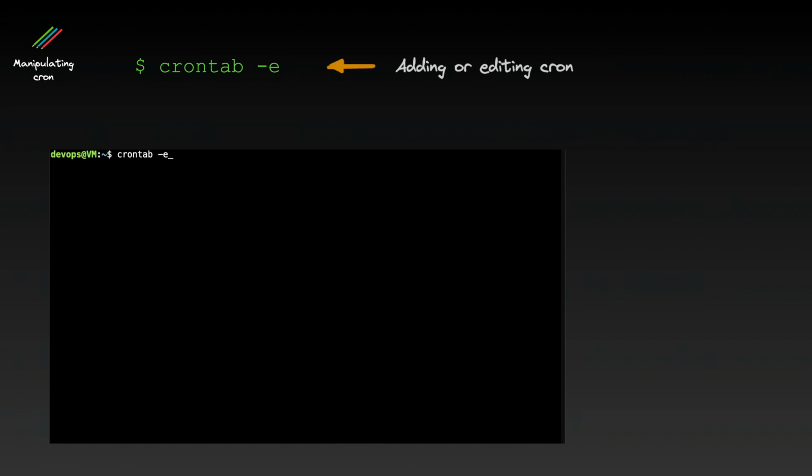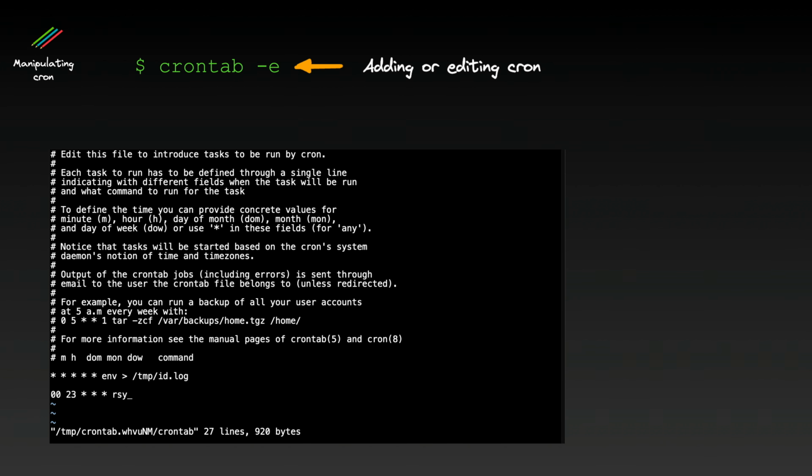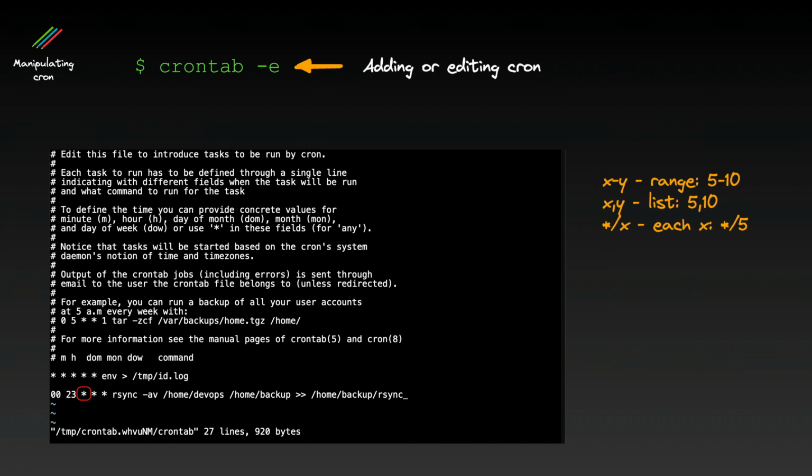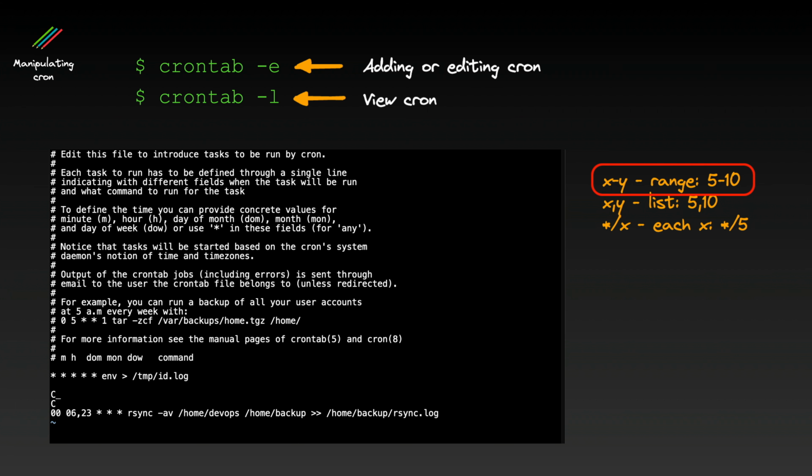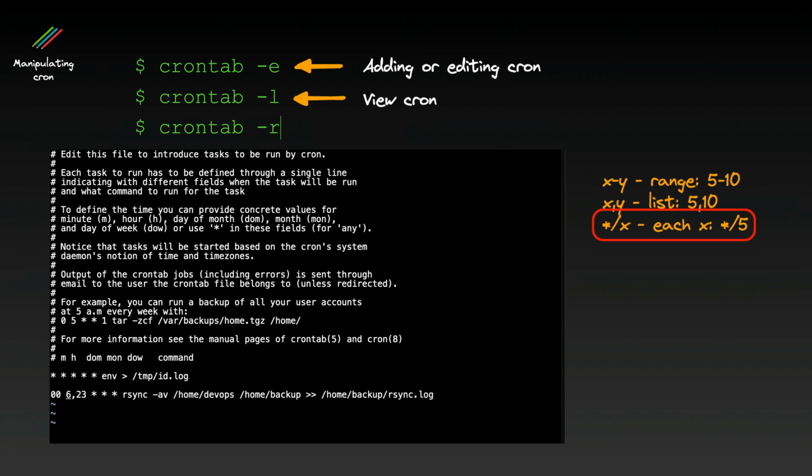The crontab command can be used to edit, view or remove cron schedules for the current user. An asterisk is placed to specify all values for the corresponding field. Also, a range, a list or an interval can be specified.